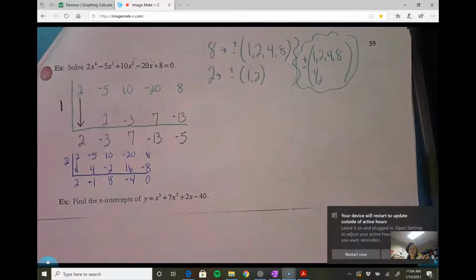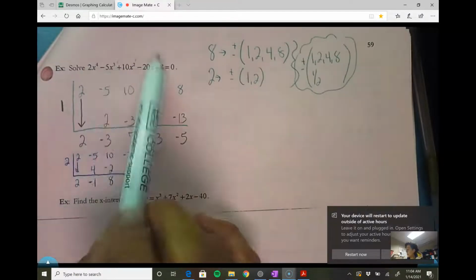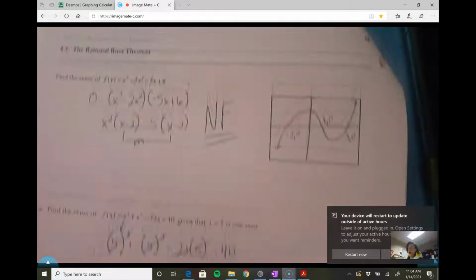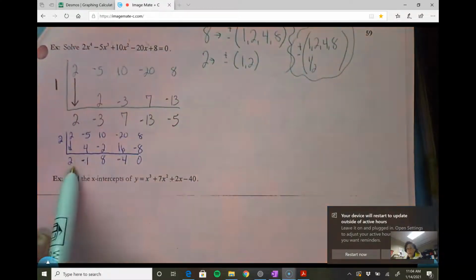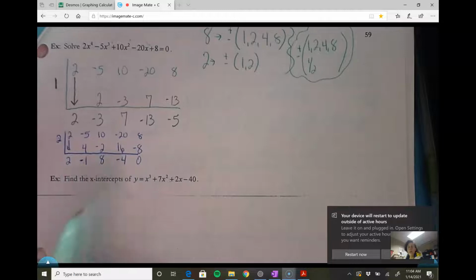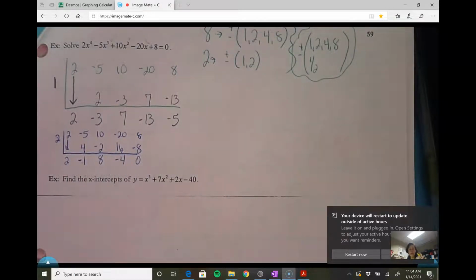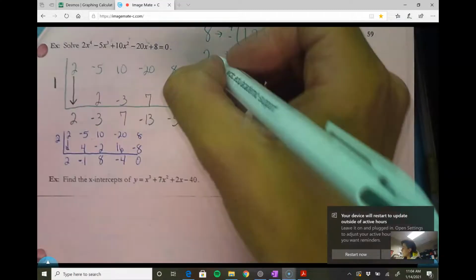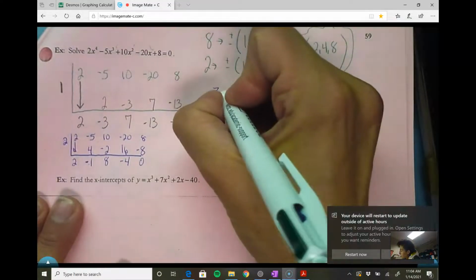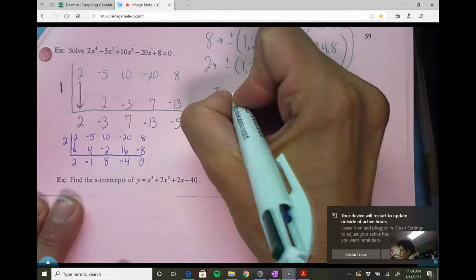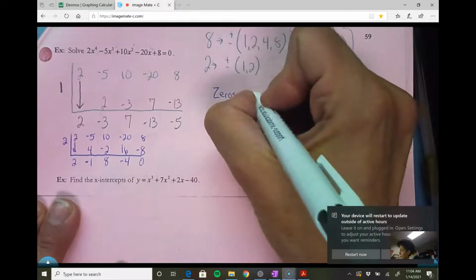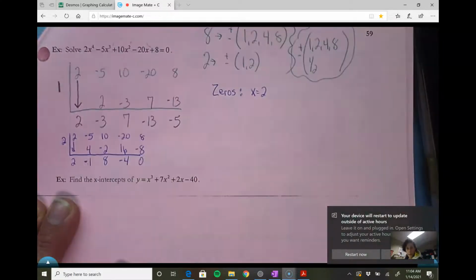So normally, again, I could put 2 in here like I did here and get 0. But what I need are these numbers down here. So that's why we're not doing it the other way. We're doing it this way. So first of all, I already know one of my zeros, just to point out. So one of my zeros, it's going to be 2. x is 2. All right?